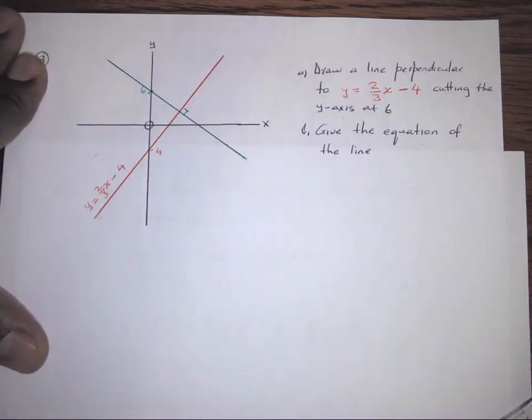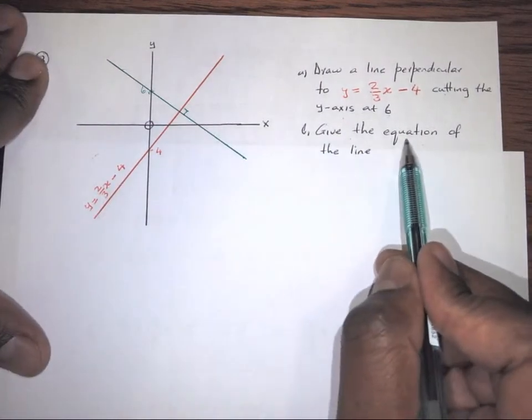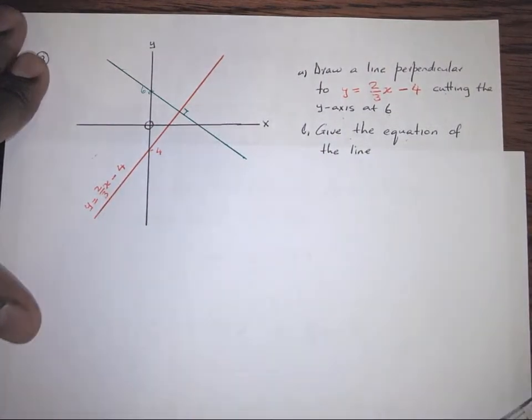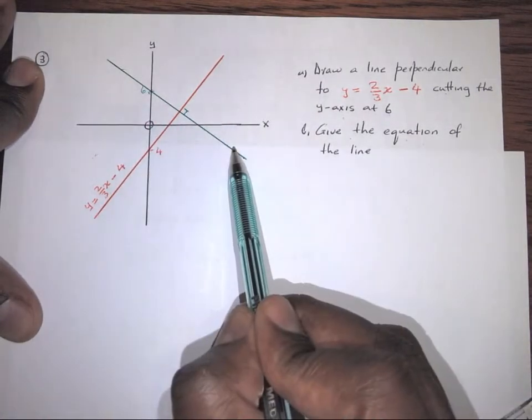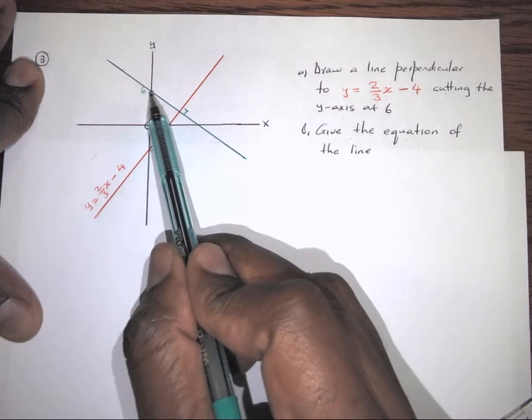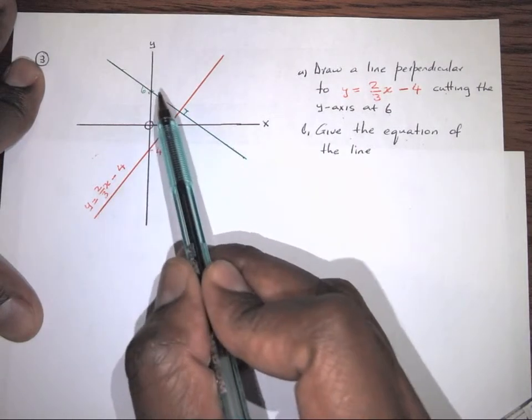Next question says, can we give the equation now of this red line, of this green line that we've drawn? So the equation of this green line now. So it cuts y at 6. So how do you do that? The easiest way to do.